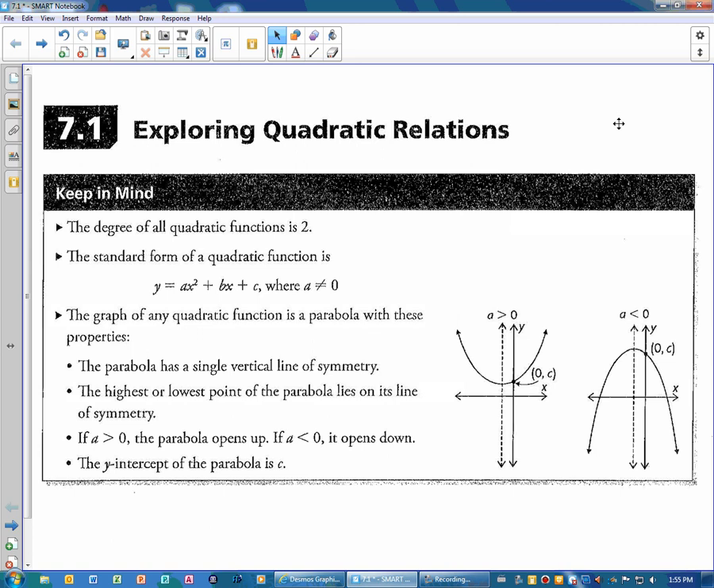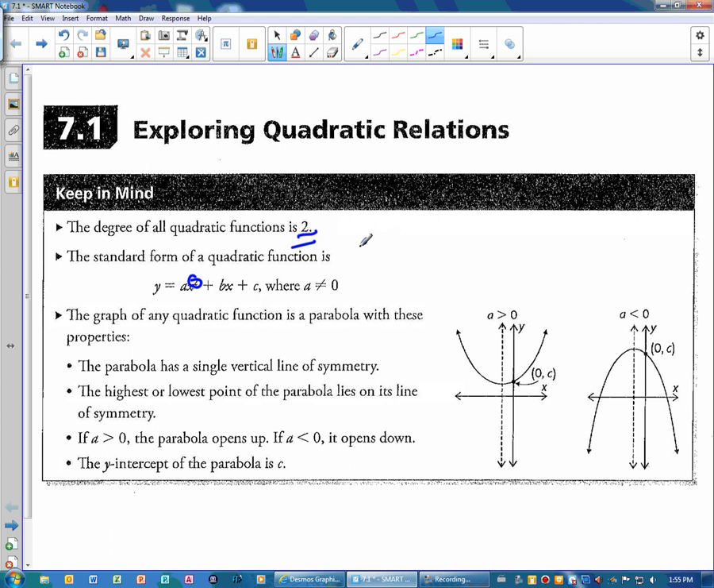So first of all, it says the degree of all quadratic functions is 2. If you can remember from Math 10, when we talked about degrees, the degree is the highest exponent. The second bullet says that the standard form of a quadratic function is ax squared plus bx plus c. And so 2 here is the highest exponent. That's why the degree of all quadratic functions is 2.